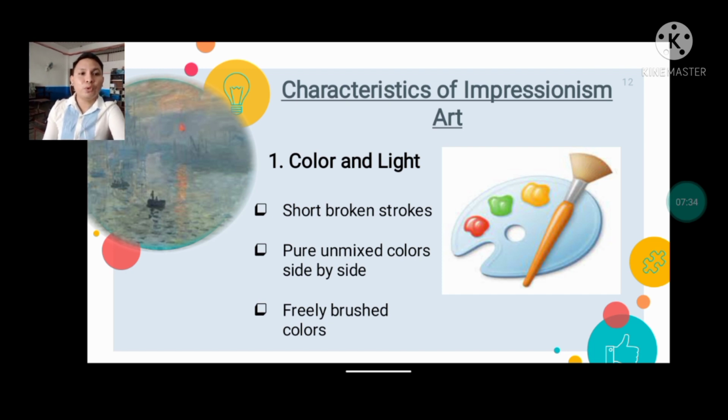Next, we have the pure and mixed colors side by side. This means that the raw colors you see, like for example the primary colors, are the only colors they use. They don't mix them to form a new kind or type of color. As you can see in their paintings, in our example, it is not direct, and you can't clearly see the kind of their sceneries. It is not well painted because of their third color and light, the freely brushed colors. So they are free, until an image is formed.